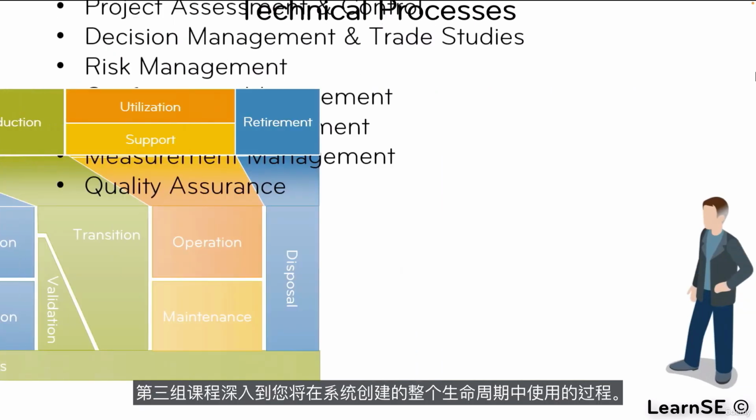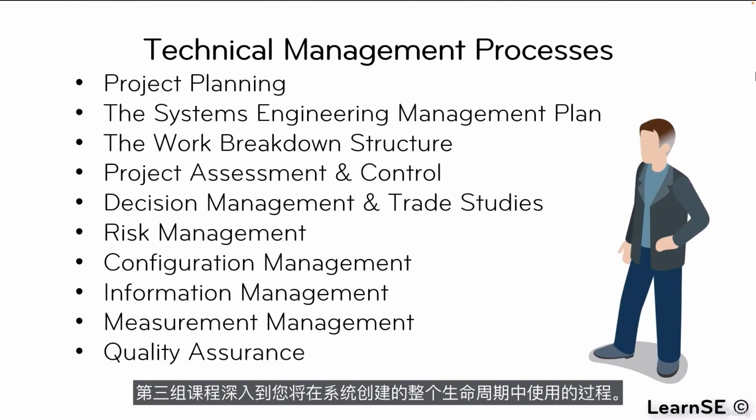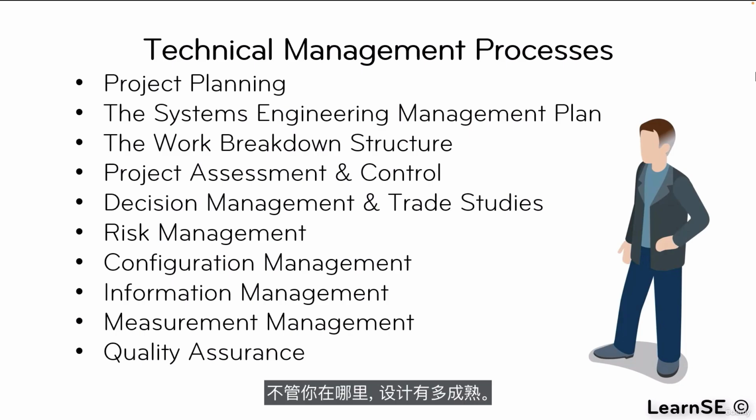The third set of lessons dives into the processes that you would use across the entire life cycle of the system's creation. It doesn't matter where you are and how mature the design is. Topics include risk management, configuration management, project planning and project management, requirements management and specifications, information and measurement management, decision management, also called trade studies, and quality management, basically anything with the word management at the end. In fact, these are formally called the technical management processes.